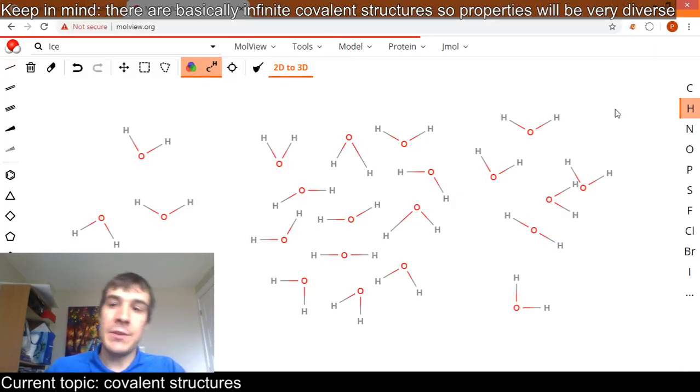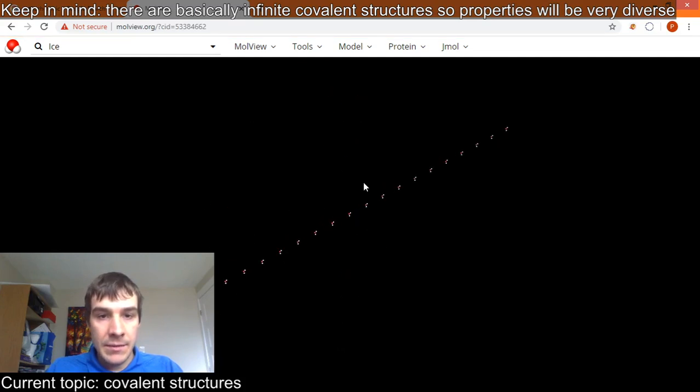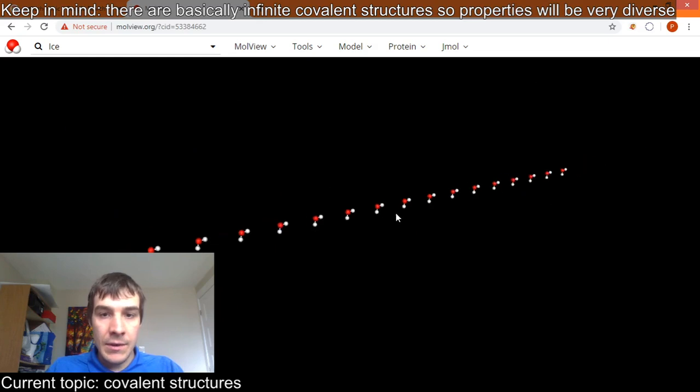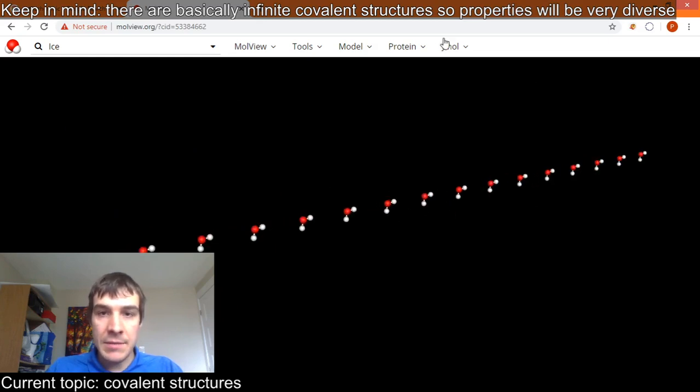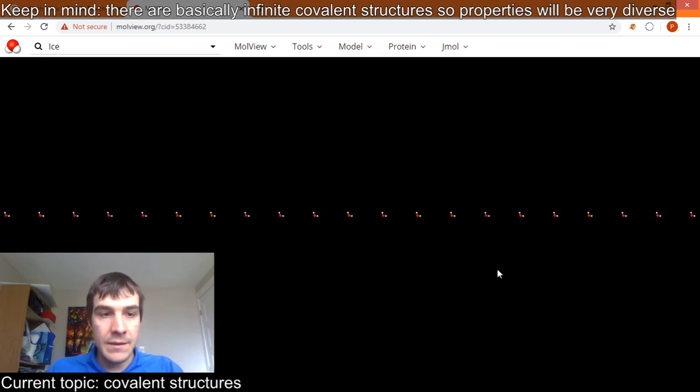So I've loaded up a bunch of waters. I've made a bunch of waters in all kinds of random orientations. We'll go to the 3D, and Molview is going to put them all together like this. Here's a bunch of waters right there. There they all are, kind of hanging out. And we're going to do the same thing. We're going to hit energy minimization and see what happens. Calculation in progress. They're starting to wiggle.